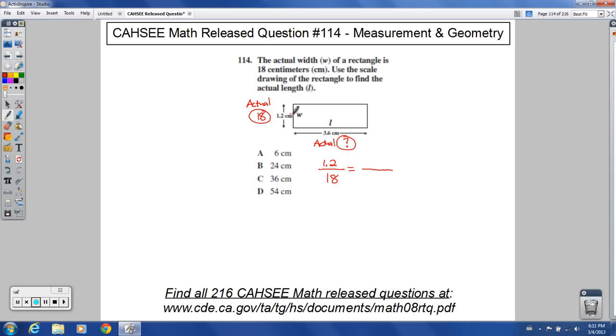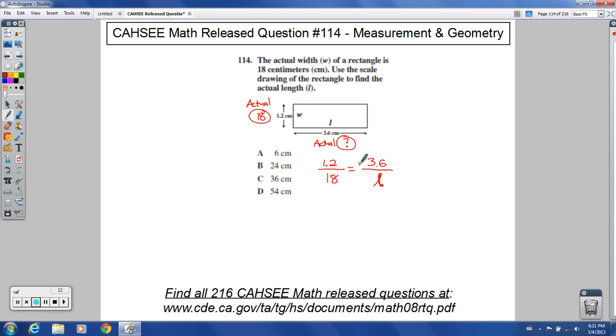So the drawing to the actual here, if I'm going to do that in that order, I have to do the drawing to the actual over here as well. So let's do drawing to the actual length we're saying is L. I'm going to use a cursive L so it doesn't look like a 1. So actual length is L.